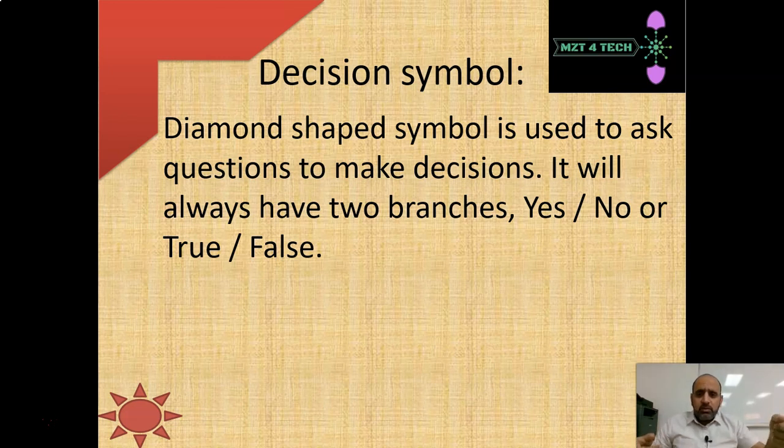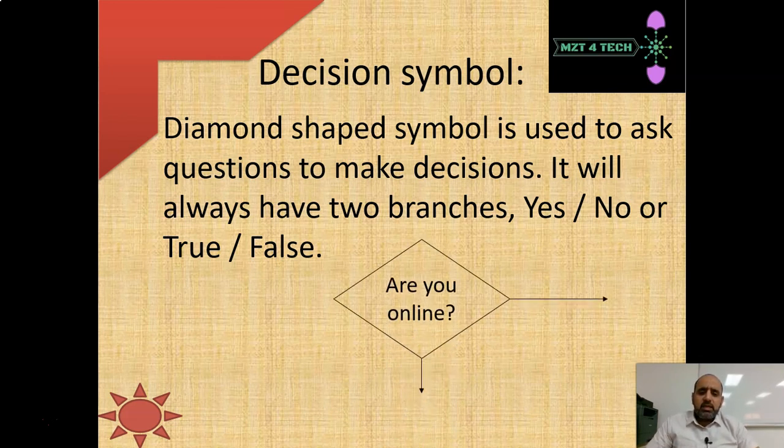Is the aircon on? Yes, no. Is the normal schooling going on nowadays? Yes or no? Okay, so these are the two conditions or the two states from which we have to select. So this is the diamond shaped symbol. It has two branches, as I've told you, one for yes and one for no.